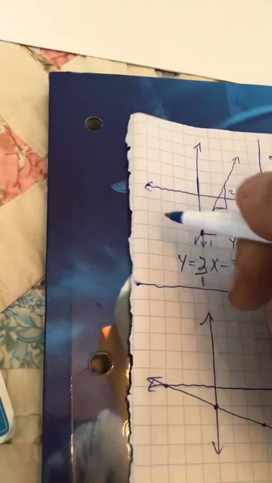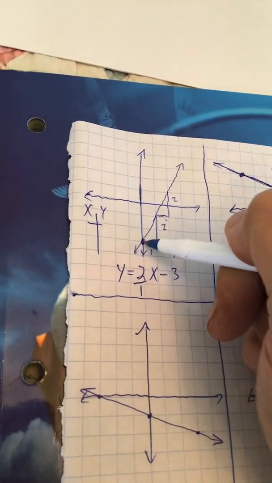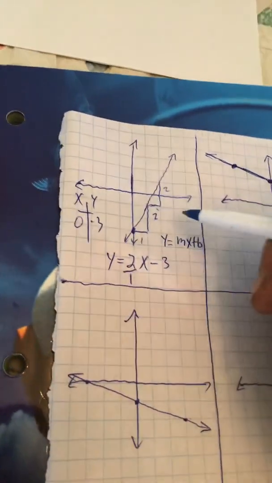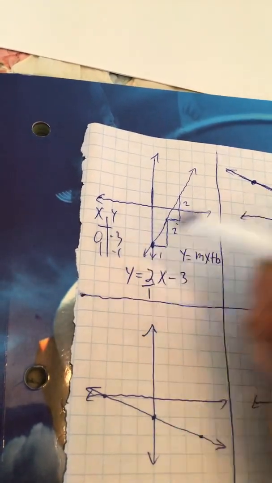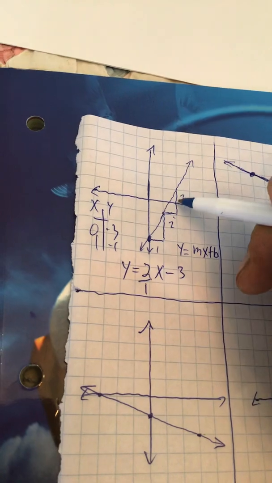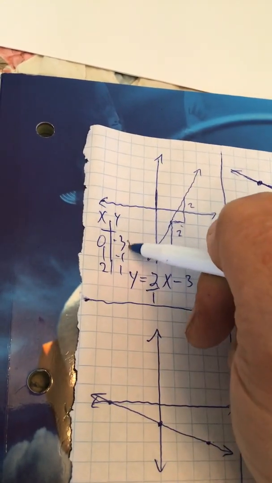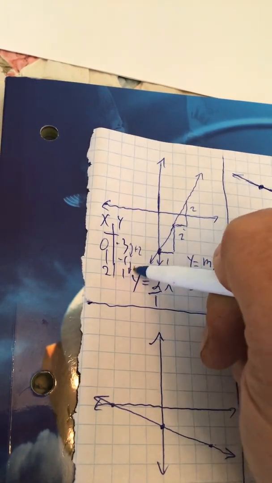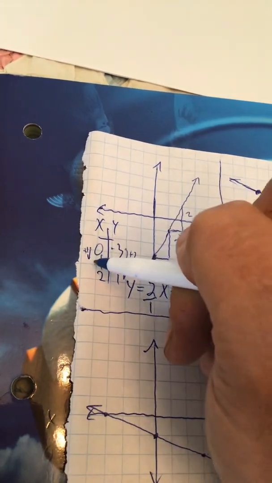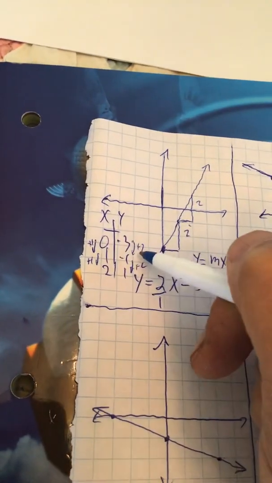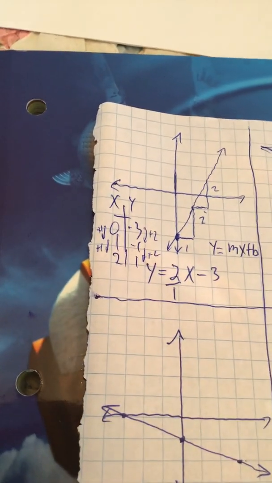Let's real quick make the table so you see it from the table too. X, Y. This is 0, -3. That point right there is 1, -1. And this point right here is 2, 1. It looks like you're going up 2 every time, and here you're going up 1 every time. Delta y over delta x, 2 over 1, or rise over run.